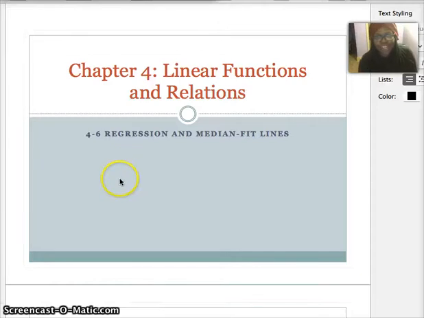Hey everybody, we are in chapter 4. We're looking at section 4.6 and we're doing regression and median fit lines. Technically we're not going to do median fit lines, we're just going to do regressions and lines of best fit. So let's get started.